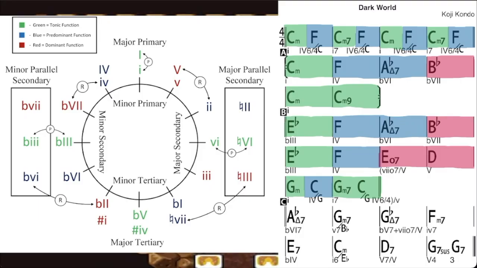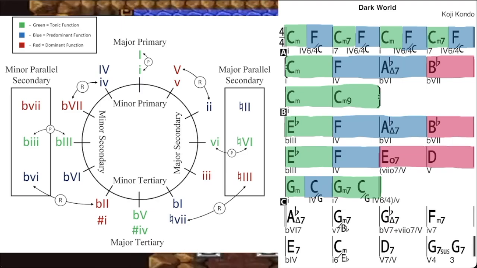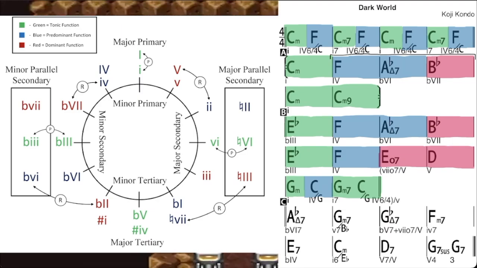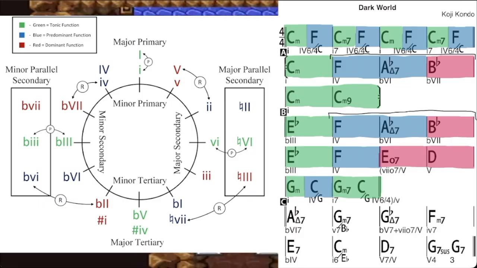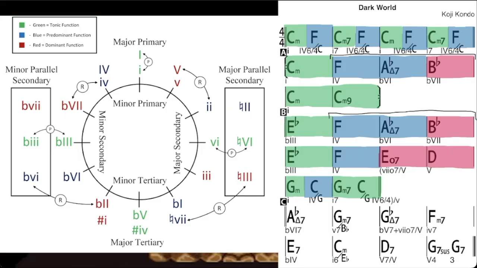And the B section is similar to the A section in some ways, right? You can see functionally we get green, blue, blue, red. And I mean, take a look at this section. The first line of the A section has that C minor chord, but then we have F, A flat, B flat. And if we look at the first line of the B section, we have F, A flat, B flat. Well, that's kind of cool.